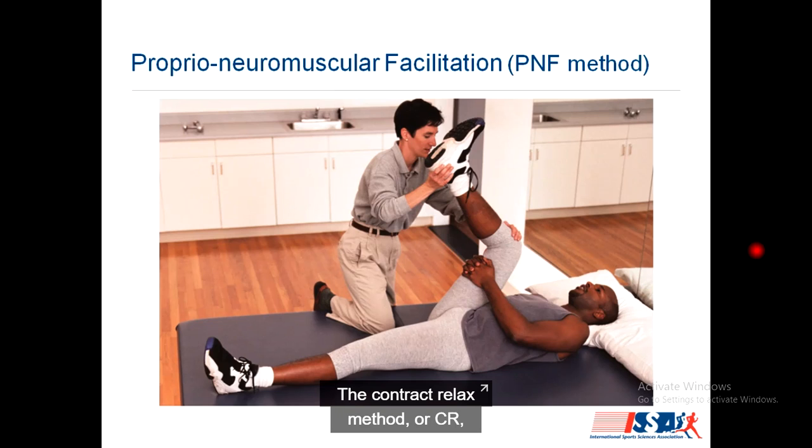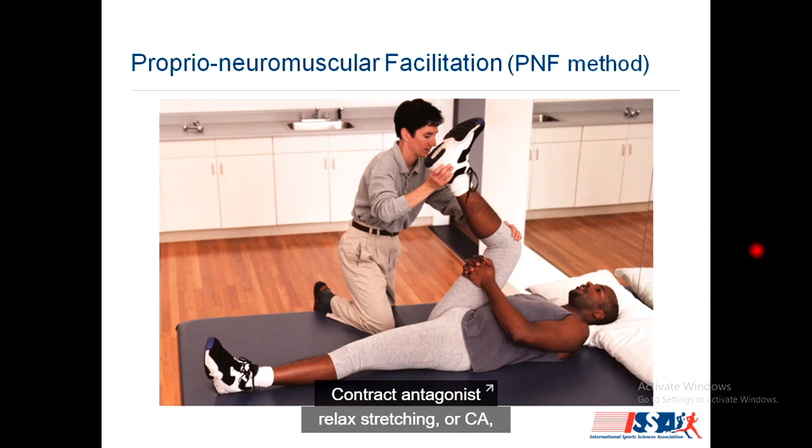The contract-relax method, or CR, is performed with a partner who carefully provides resistance for the muscle being stretched prior to actually stretching it. By contracting the muscle prior to being stretched, you effectively inhibit the stretch reflex, which enables you to stretch the muscle further.